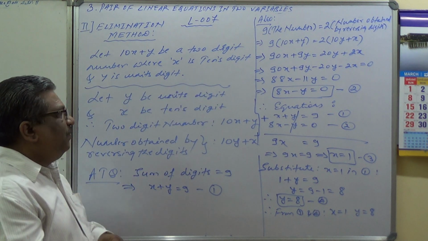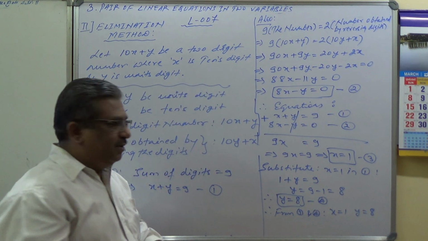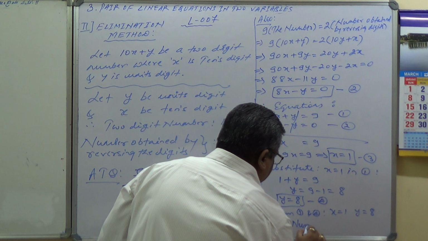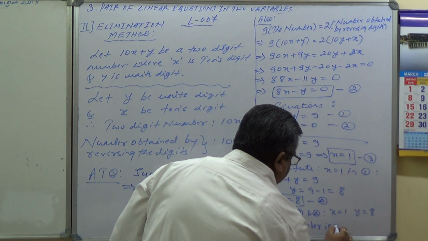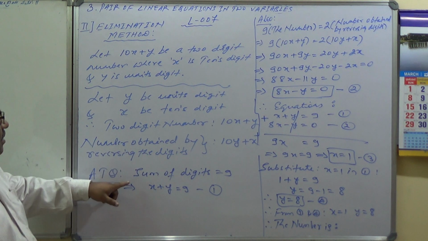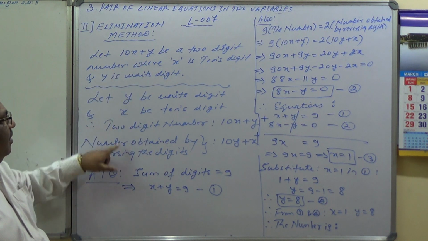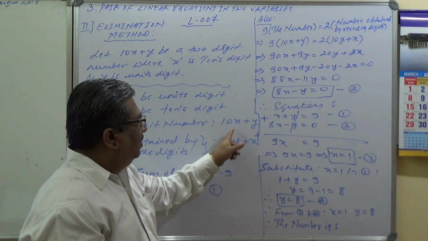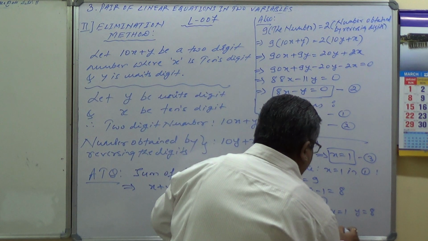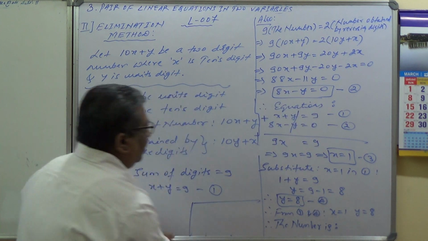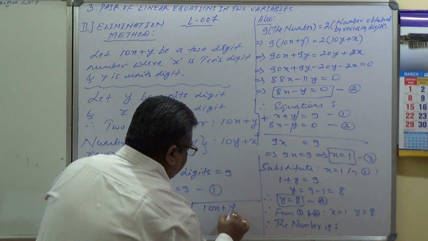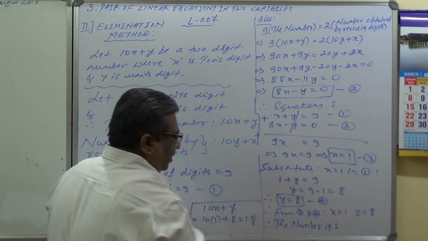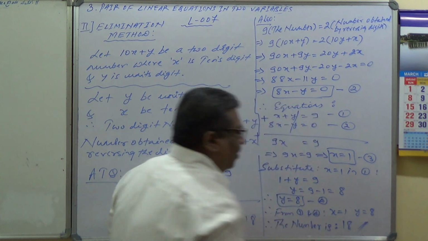What is the question asked? They have asked what is the number. Therefore, my final answer should be the number. What is the number here? 10x plus y is a two-digit number. Where is that? Two-digit number is 10x plus y. 10 times x is 1, so 10x plus 8. Here I will work it out for you: 10x plus y equals 10 times the value of x, which is 1, plus 8, which is equal to 18. Therefore, I will say the number is 18 should be my answer.